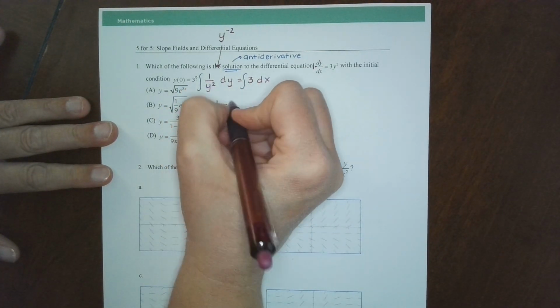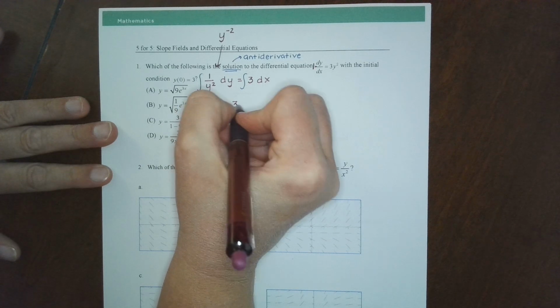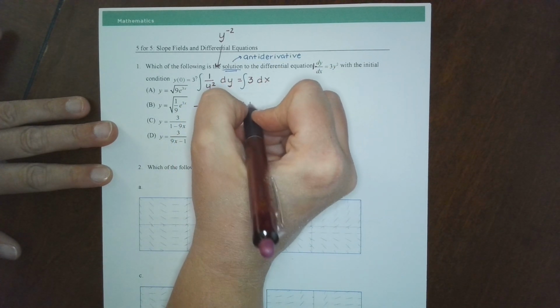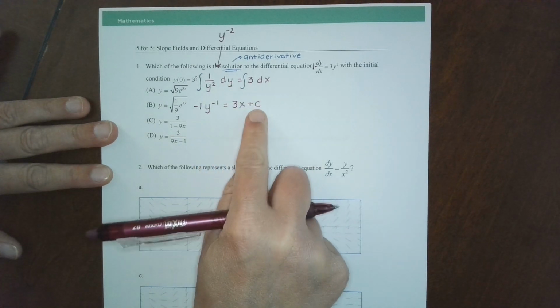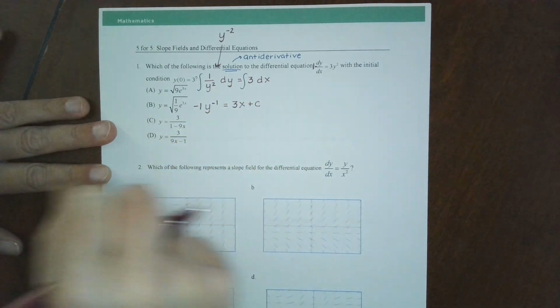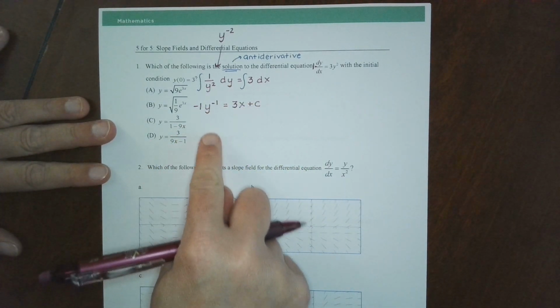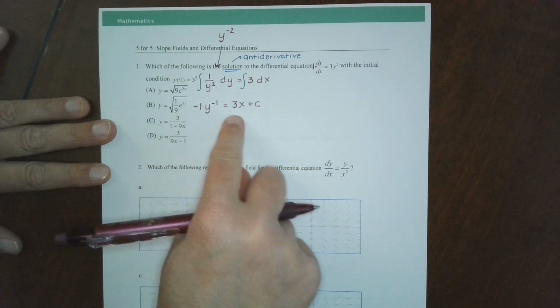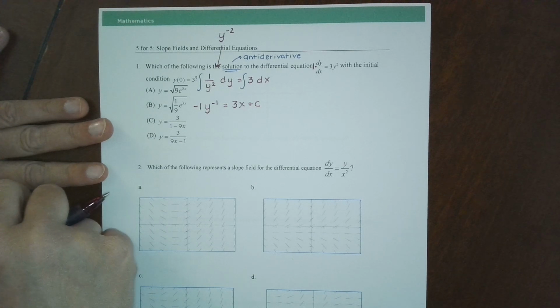Equals, and then the 3 when I do an antiderivative becomes a 3x. And the x side is always where I put the plus c. Remember that c value, like technically there would be a c on both sides, but I've just collected all the c values over on the right. So that c represents the constants from both sides.